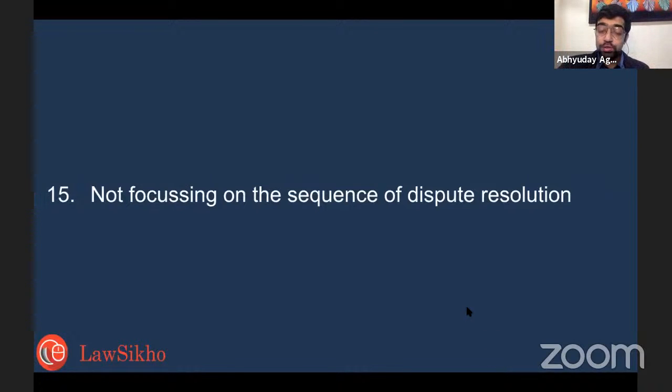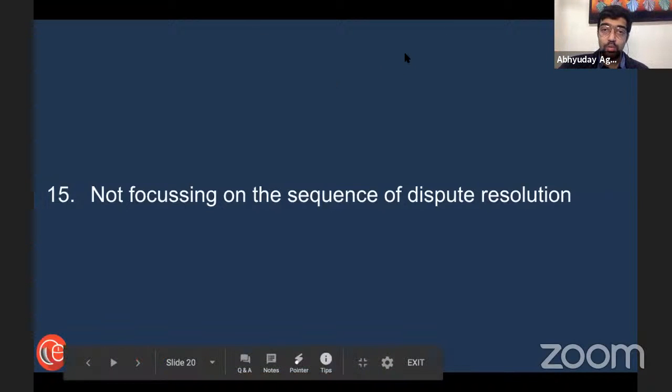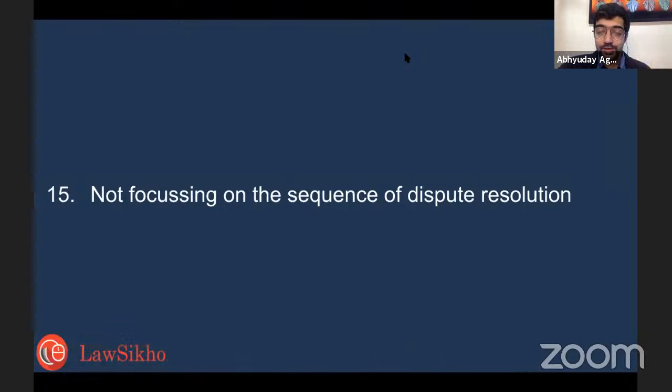Not focusing on the sequence of dispute resolution is also a big challenge. What does that mean? This means how does a dispute get triggered? If there's a breach, do I immediately go to courts? A lot of times people go to court prematurely, or they initiate arbitration prematurely, as a result of which their dispute resolution strategy gets delayed. If you go prematurely, the court or the tribunal will say, first do this. You may go to the court for appointment of arbitrator, even in arbitration, and the court will review.